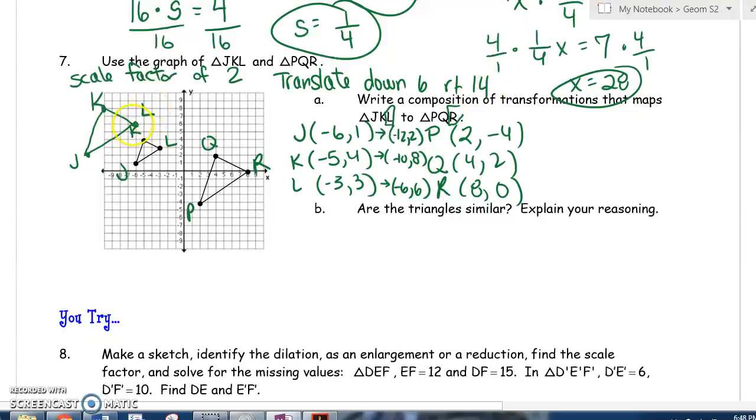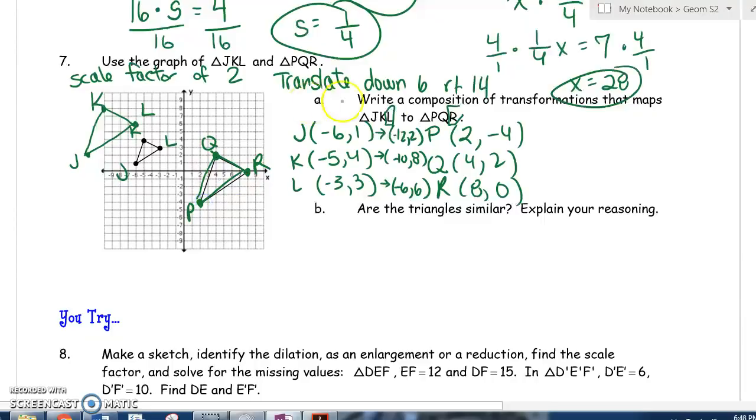And if we do that for every single point, so if we take L and move it down 6 and right 14, we're going to land right here. If we do that to K, we go down 6 and right 14, we're going to land right here on Q. And then J is a little bit harder because it's off the grid, but if we go down 6 and right 14, you're going to end up right here on P.